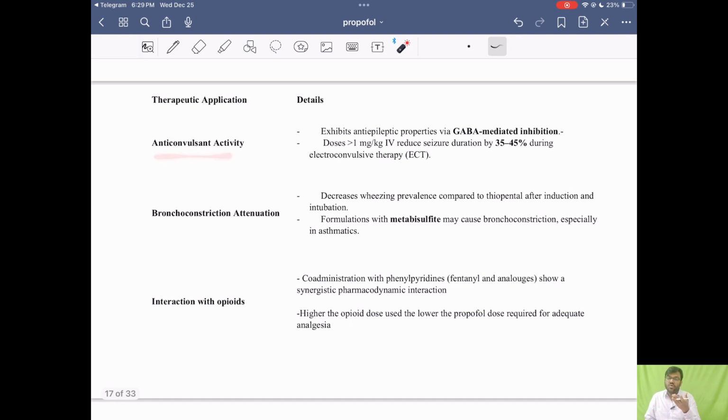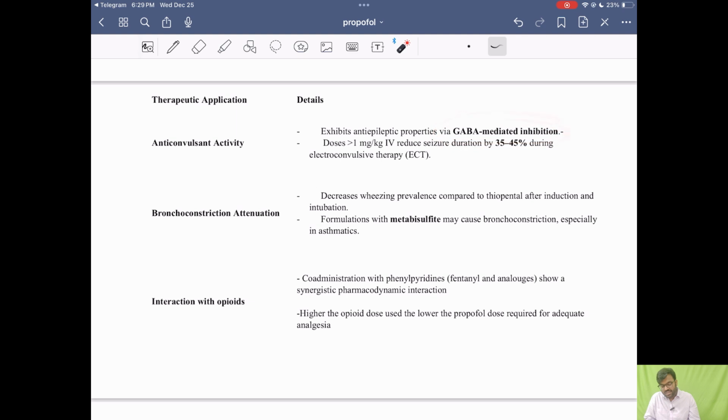We do get posted in the psychiatry department for ECTs, electroconvulsive therapies. They tourniquet one leg of the patient and then give the shock. You see a seizure for a few seconds, and when the seizure lasts too long, you have to give a bolus dose of propofol. So propofol has anticonvulsant action also. At a dose of approximately 1 mg per kg, it reduces the seizure duration by approximately 35 to 45% during electroconvulsive therapy. That is also by a similar mechanism of action, GABA-mediated inhibition.